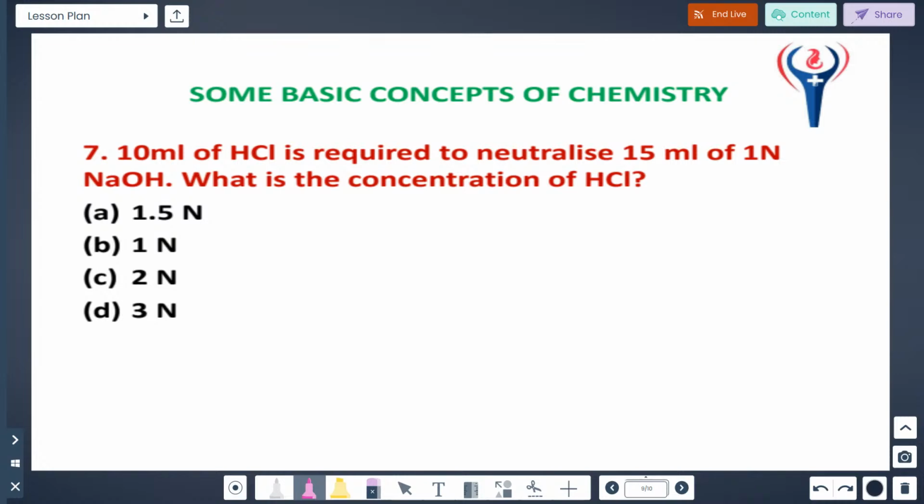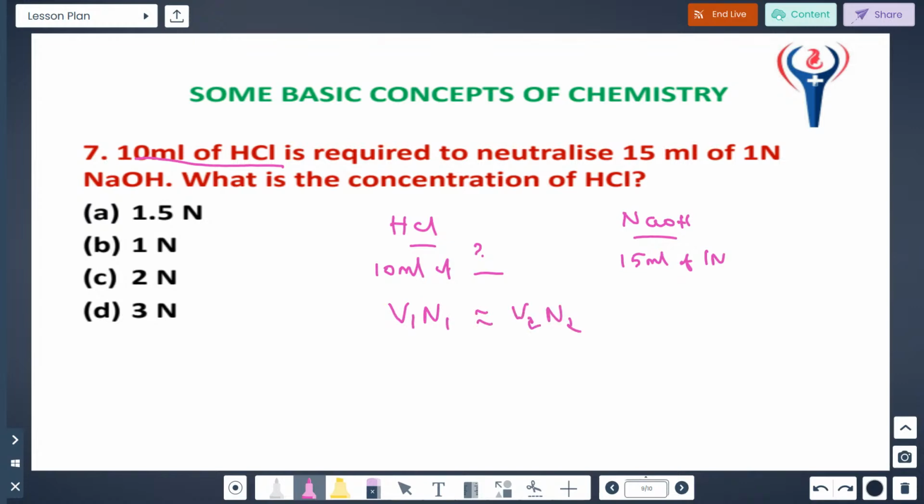So here, HCl is given, and sodium hydroxide. HCl, how much? 10 ml is given. It neutralizes 15 ml of 1 normality NaOH. For HCl, we don't know the normality, so it's a question mark. So I considered V1 N1 is equal to V2 N2.